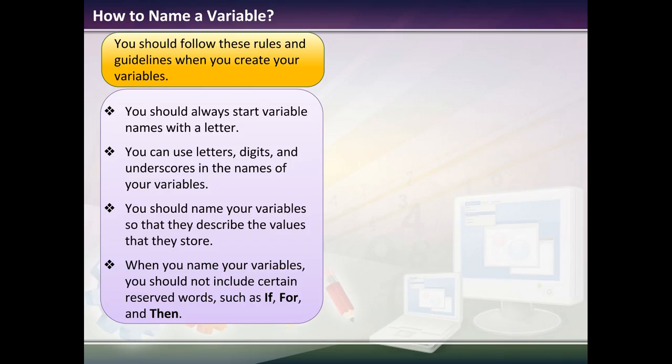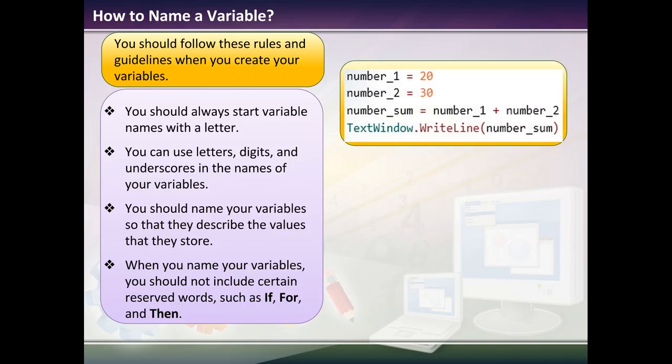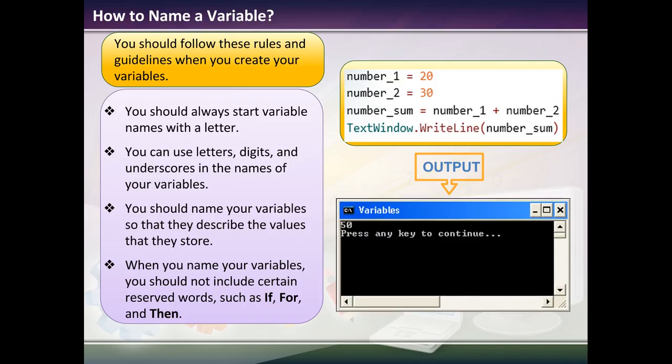When you name your variables, you should not include certain reserved words like if or for or then, because those are program words. For example, here we have a couple of numbers that we stored. So number1 is equal to 20. number2 is equal to 30. The variable named sum is equal to number1 plus number2. And then we can print the sum by saying TextWindow.WriteLine(sum). When you run the program, it will simply show 20 plus 30, which is 50.